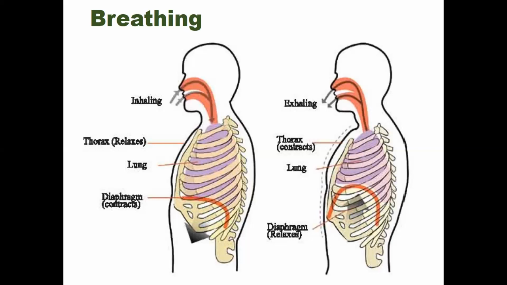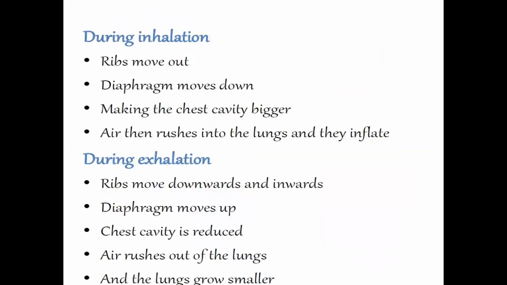So this is the summary of the inhalation and exhalation process. These are the main key events. During inhalation, ribs move out, and the diaphragm moves down, making the chest cavity bigger. Air then rushes into the lungs and they inflate. And then during exhalation, ribs move downwards and inwards, and the diaphragm moves up. The chest cavity is reduced. Air rushes out of the lungs, and the lungs grow smaller.